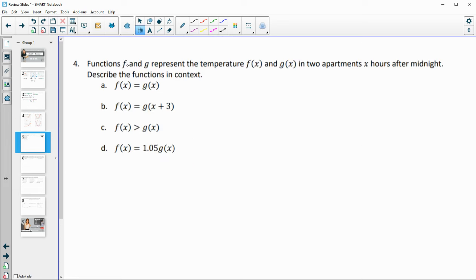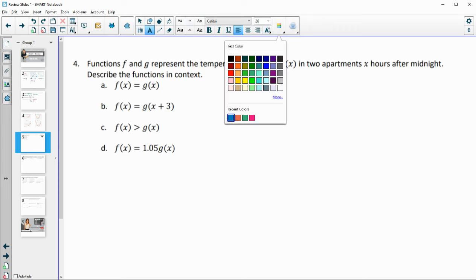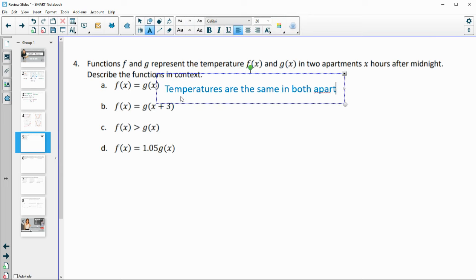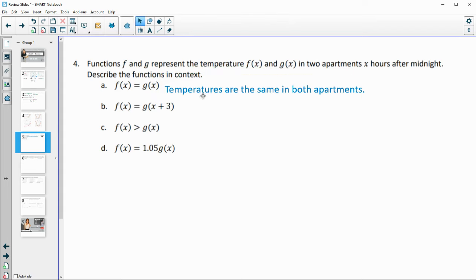Number 4, functions f and g represent the temperature, f of x and g of x, in 2 apartments, x hours after midnight. Describe these functions in context. So for this one, remember f of x and g of x are the temperatures. Here the temperatures are the same in both apartments because it says f of x equals g of x. So after midnight, the temperatures are the same.